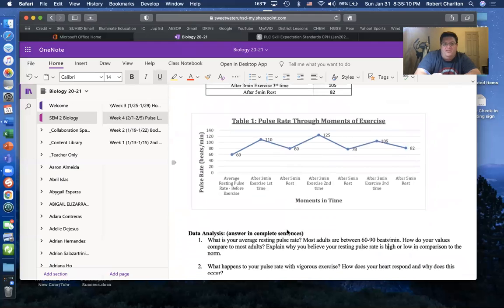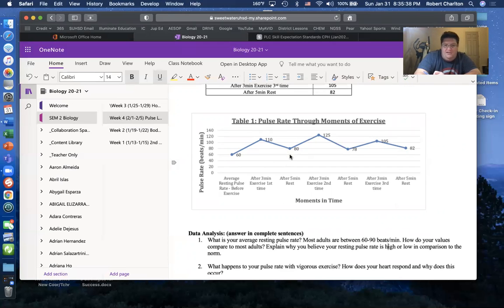And your graph is going to look something like this. What was my resting pulse rate after 3 minutes exercise, after 5 minutes rest, after 3 minutes of exercise, after 5 minutes of rest, after 3 minutes of exercise, after 5 minutes of rest? And here's the key. If my resting is at 60 and after 5 minutes of rest, I'm still at 80, that means I did not come down to 60. So I did not get back to homeostasis after 5 minutes.